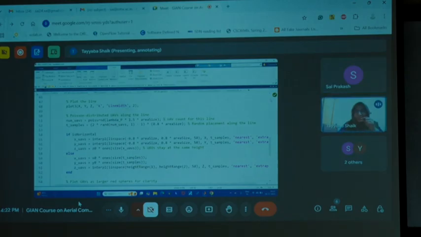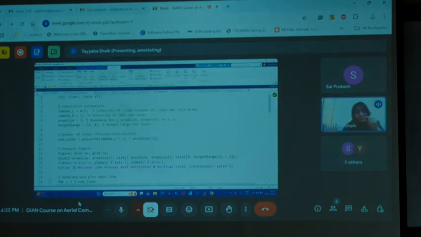No, it has been completed. So I have shared the slides with you, right? They're already there in it. Yeah, you can share the source code.